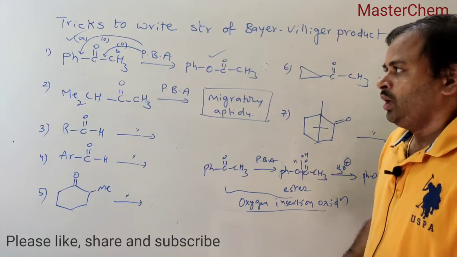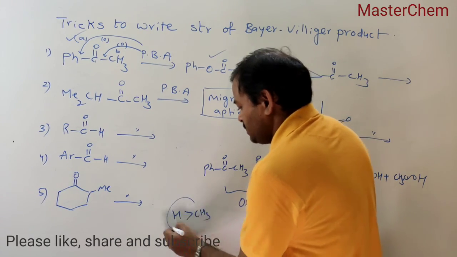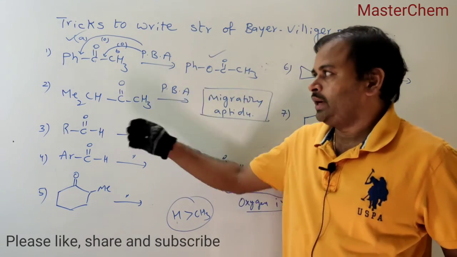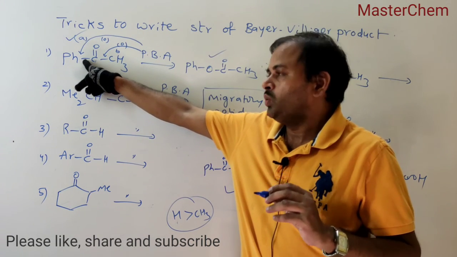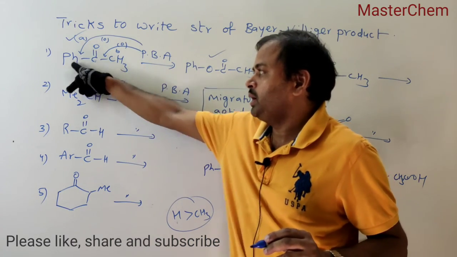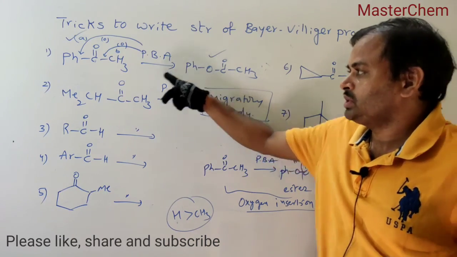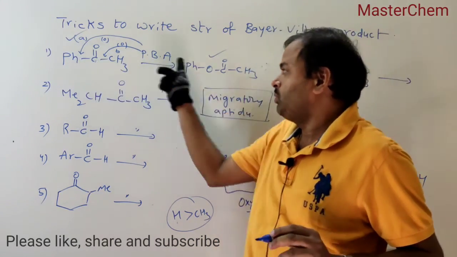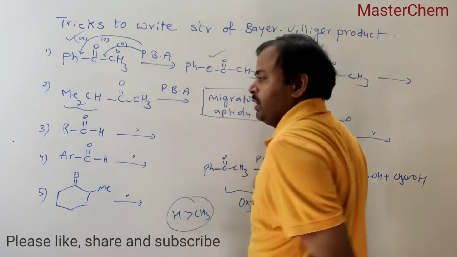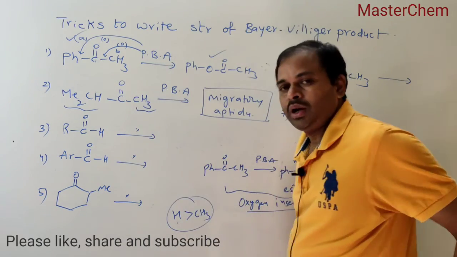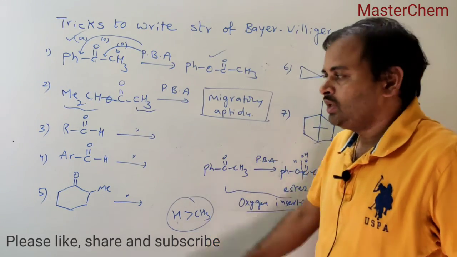Or simply, you can follow the bulkier side, placing oxygen towards the bulkier side. Compared to Ph and CH3, Ph is bulkier, so place oxygen towards the Ph side, in between Ph and the C=O. That is a simple trick. Here this is a secondary alkyl group and here a primary methyl group, so place oxygen on the bulkier side; that is the major product.